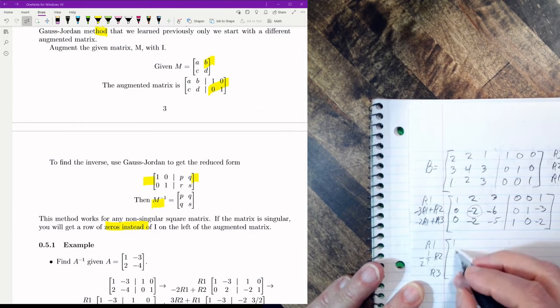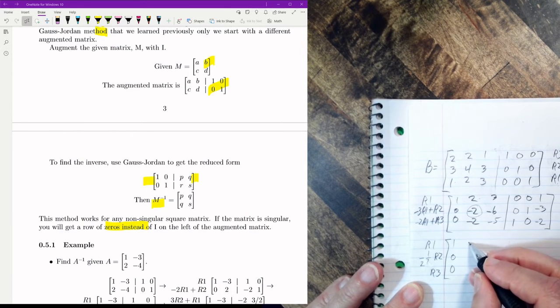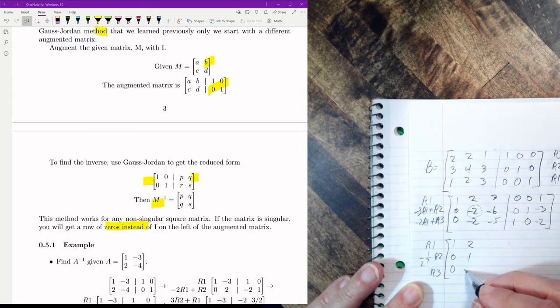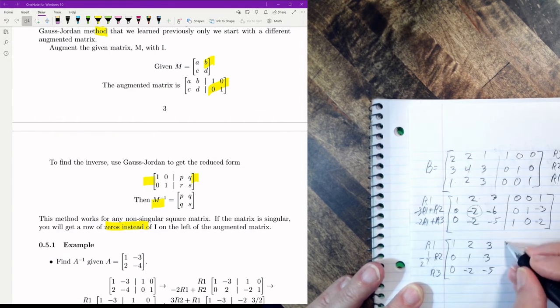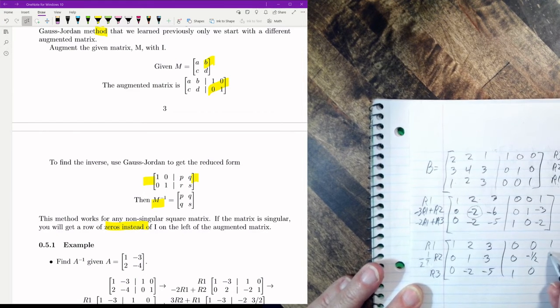So that gives us 1, 0, 0, 2, 1, minus 2, 3, 3, minus 5, 0, 0, 1, 0, minus 1 half, 0, 1, 3 halves, and minus 2.